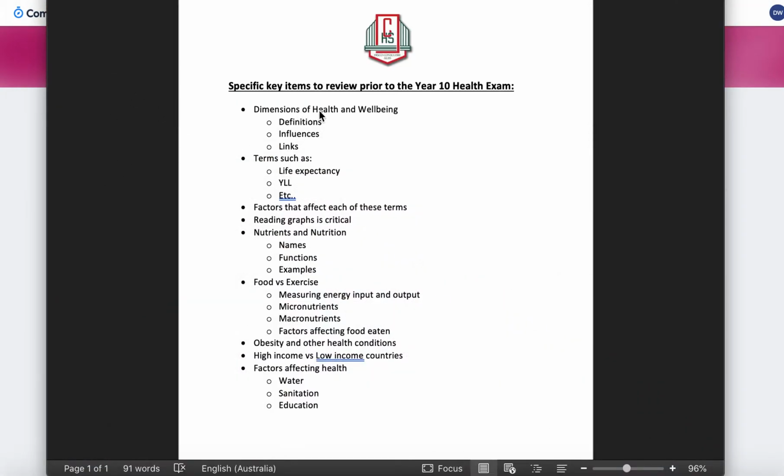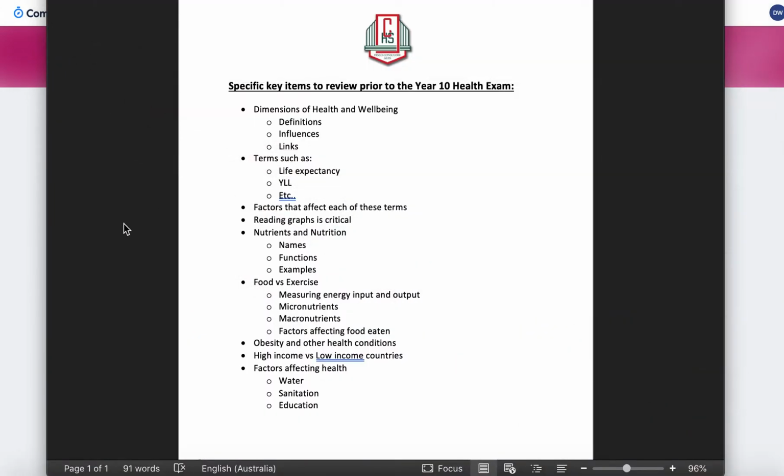So, the dimensions of health and well-being. You need to know the definitions of each of the five, what influences each of the five, and how they link together. You need to know terminology such as life expectancy, YLL, years of life lost. And when we say etc., we're talking about YLD, we're talking about mortality, morbidity, we're talking about trends, all of that stuff from the first PowerPoint that was about measuring health status of both individuals and countries and society.